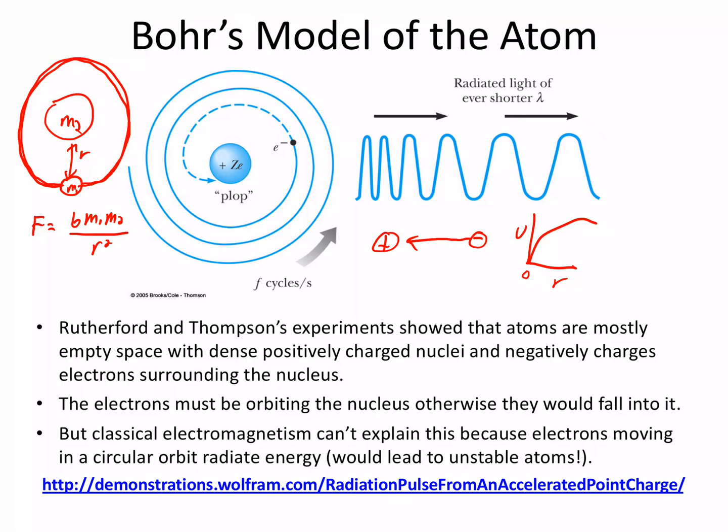So think about what would happen here. If this charge, the electron, was in this stable orbit around this nucleus, as it's accelerated, forced to move in this circular path, it's going to be radiating, right?